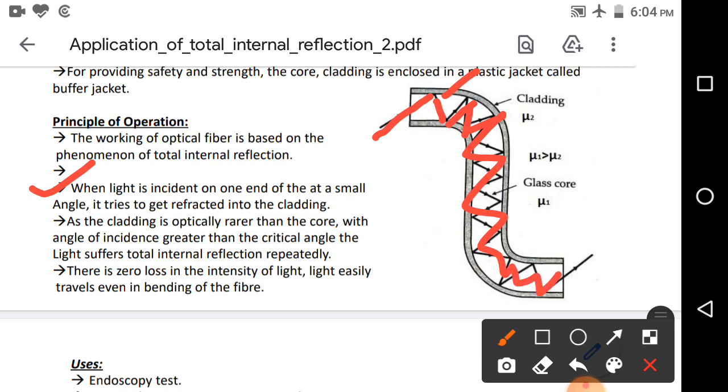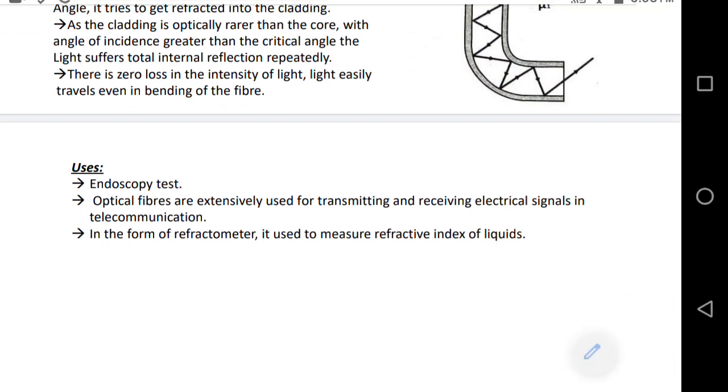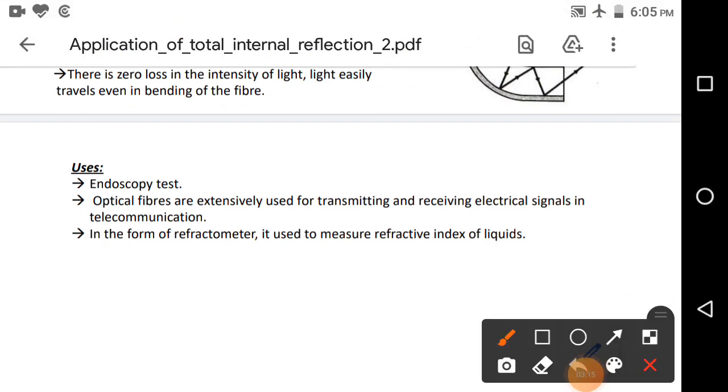Okay, the cladding is optically rarer than the core, with angle of incidence greater than the critical angle. The light suffers total internal reflection repeatedly. There is zero loss in the intensity of light. Light easily travels even in bending of the fiber. Doctors use this concept in the endoscopy test.